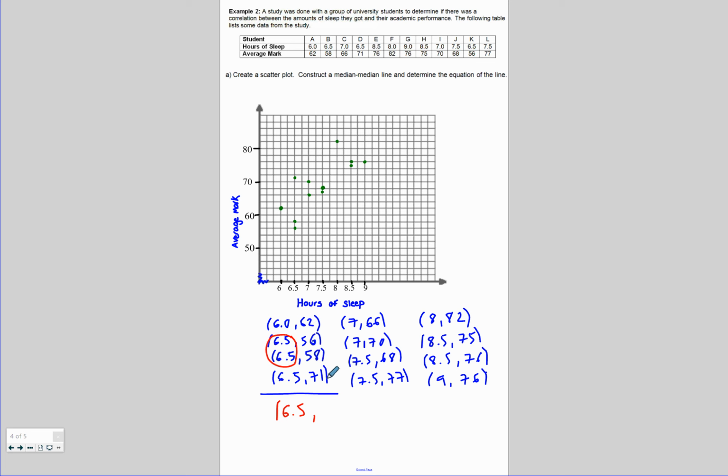Now look at these separately. This is my first, this is my second, that's my third, and that's my fourth. So second and third, 62 and 58 divided by 2 is 60. So again, I'm adding these and then dividing by 2. Do that in every category.